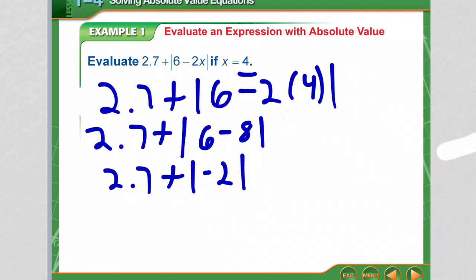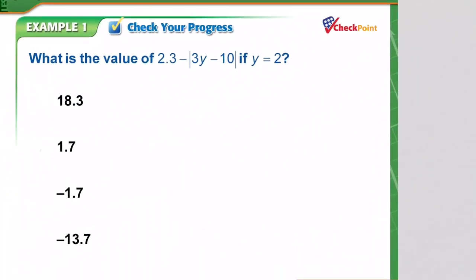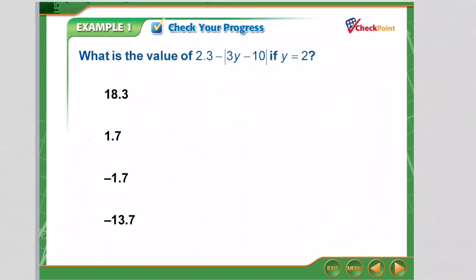So we need to take the absolute value of negative 2. Since it takes the sign off the number, that's the same as a positive 2. And then my final answer, 2.7 plus 2, will be 4.7. And that's my answer. So, let's have you try and see if it works out for you.